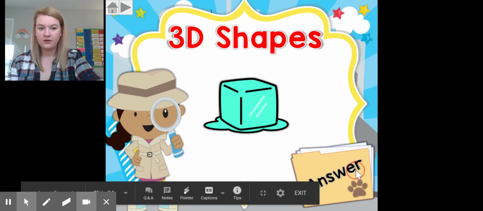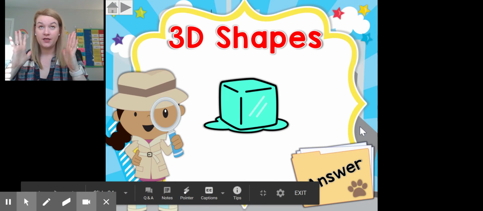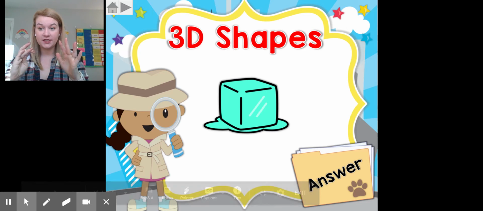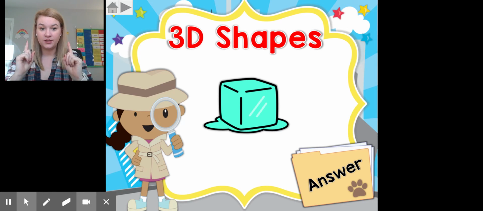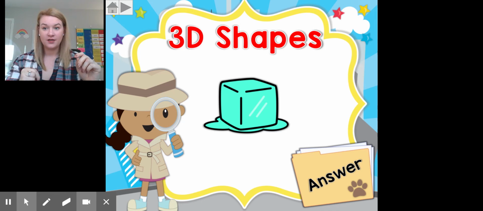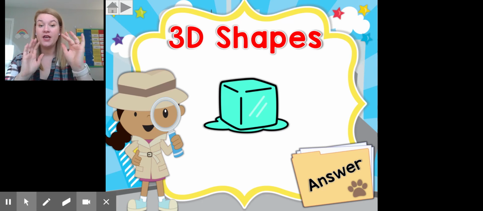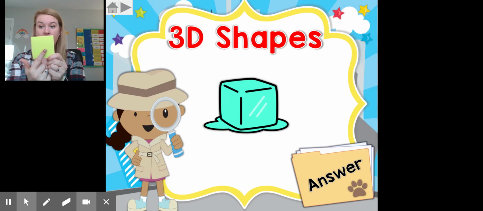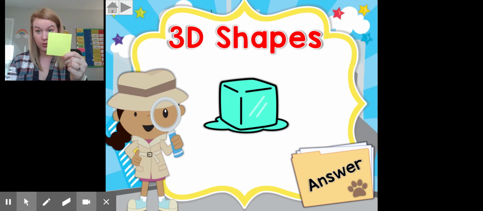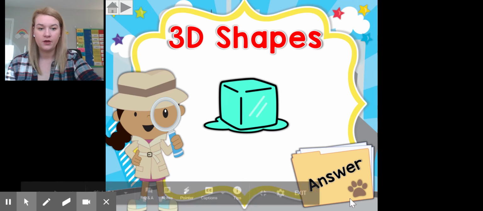Okay. Rectangular prism. What's this one? It has 6 faces, 12 edges, and 8 vertices. This is a cube, right? Because this is a cube because all the faces are the same. So like if my Post-it note had the same size face on this side, it would be a cube. Okay, good.